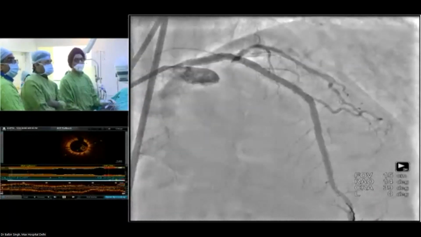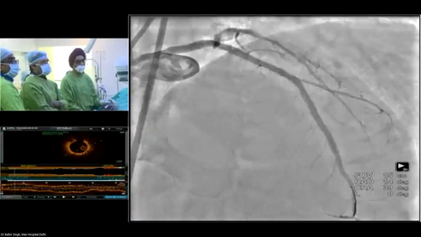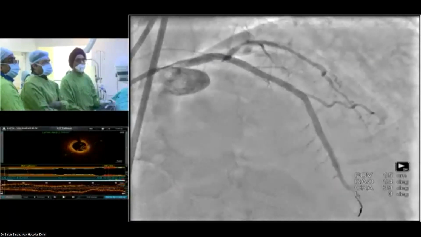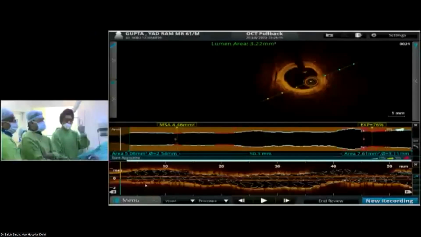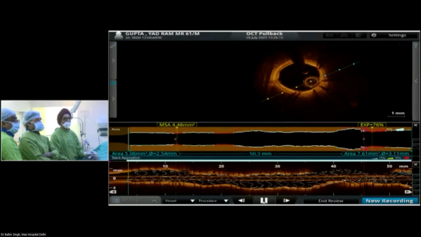Go back, go to the distal part, please. Can you see the OCT run? Just switch to OCT. Yes, we can see. Now you see the distal part of the vessel. We are in the normal segment. There is no dissection. The stent takes a very good shape.